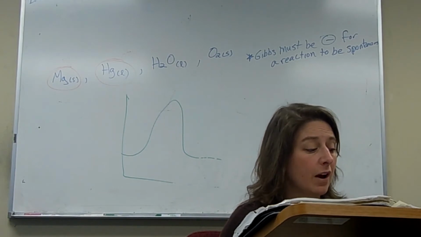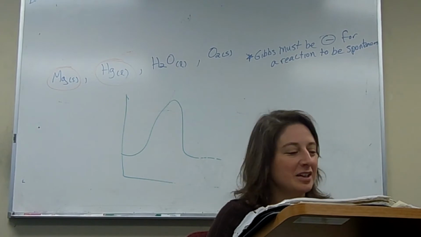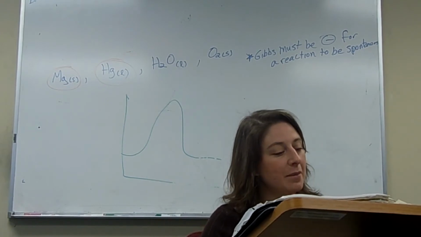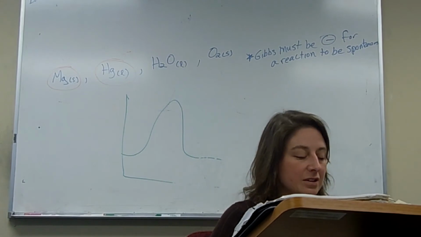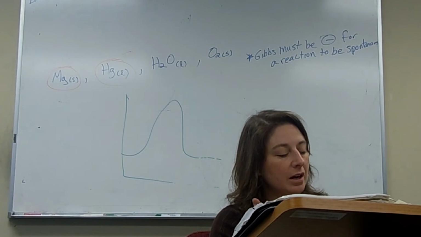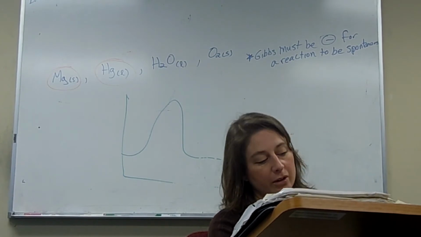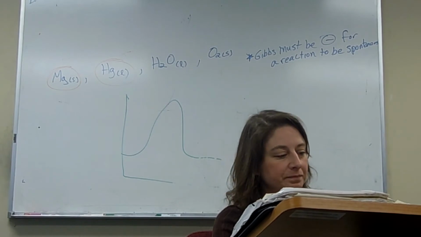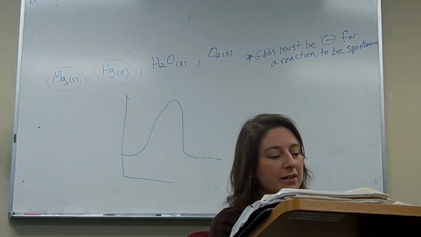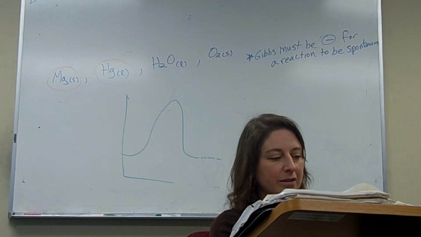Practice problem 5. Okay, Jenny, can you find it? Practice problem 5 says, suppose you synthesize ammonia with the following reaction. You take nitrogen dioxide gas, you react it with hydrogen gas, you produce ammonia gas and water gas. So, what would be the entropy in this situation? Would entropy be positive or negative?